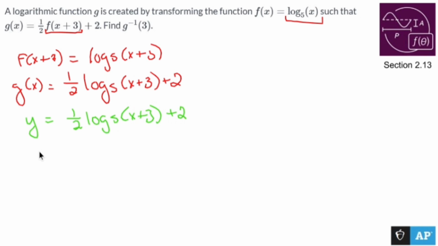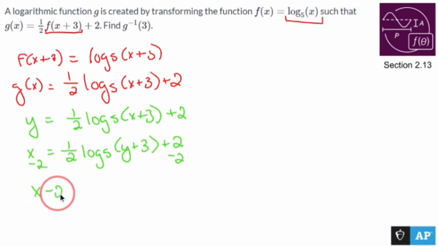Step number 1 in finding an inverse is swap your x and y values. So now I have x equals 1/2 log base 5 of y plus 3 plus 2, and now I have to solve for my new y. First I'm going to subtract 2 from both sides. So I have x minus 2 equals 1/2 log base 5 of y plus 3. I have to get rid of that half, so I multiply both sides by 2.